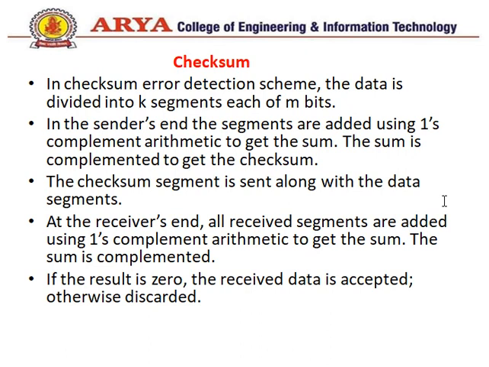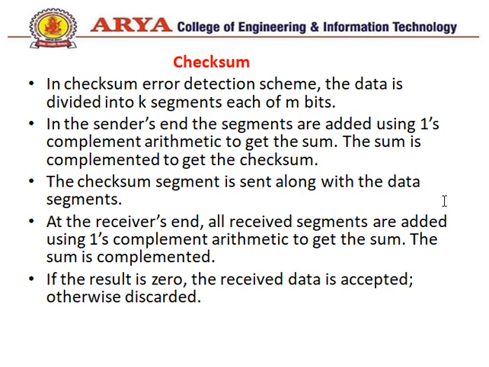In the checksum error detection scheme, the data is divided into k segments of m bits each. At the sender's end, the segments are added using 1's complement arithmetic to get the sum. The sum is complemented to get the checksum. The checksum segment is sent along with the data segments. So we calculate the sum of the data, and then it is sent along with the data.